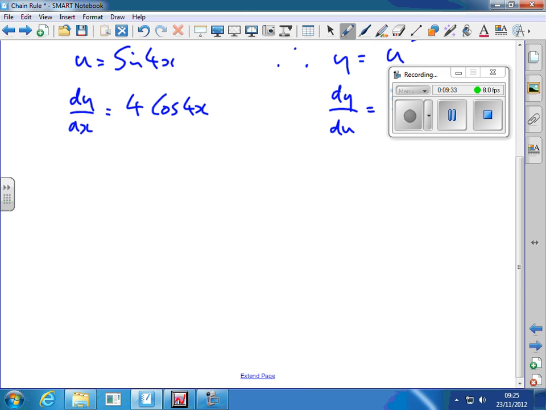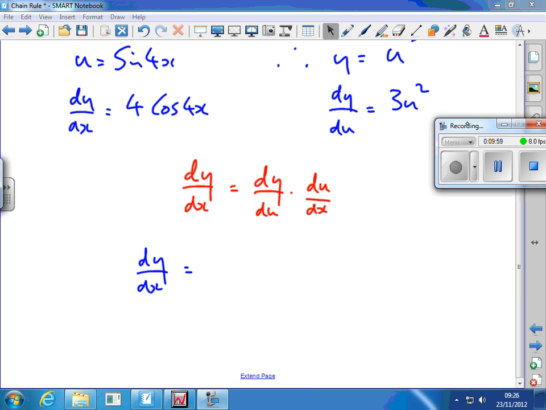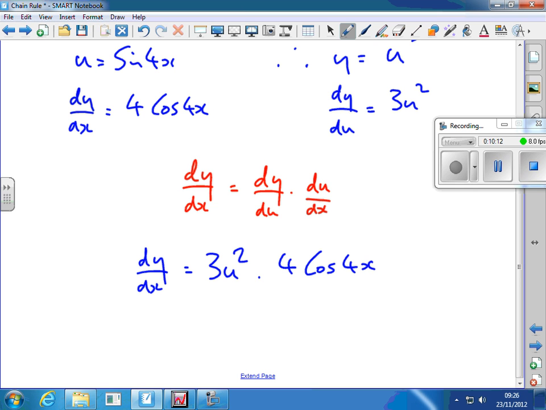So dy by dx, if you're going to write down the rule, which is good practice, equals dy by du times du by dx. Try not to mix up the u's and the y's. So dy by dx is going to equal dy by du, which is 3u squared, multiplied by the differential of u with respect to x, which is 4 cos 4x. Okay? And now just tidy up a bit.